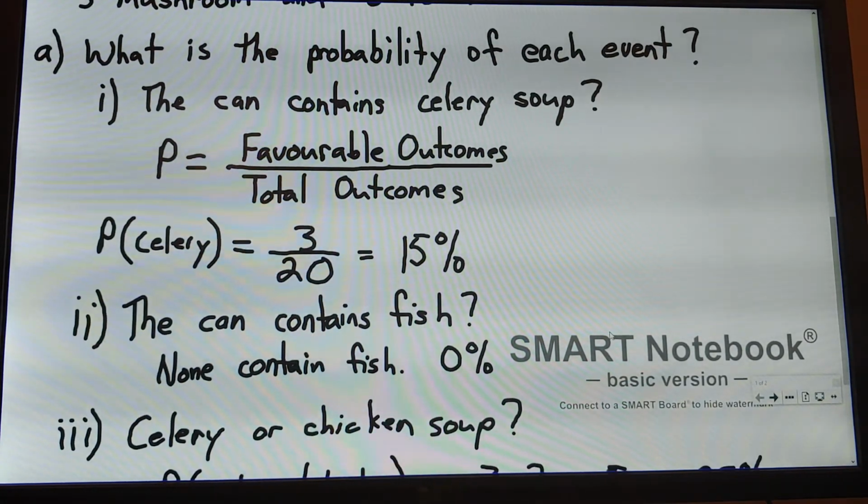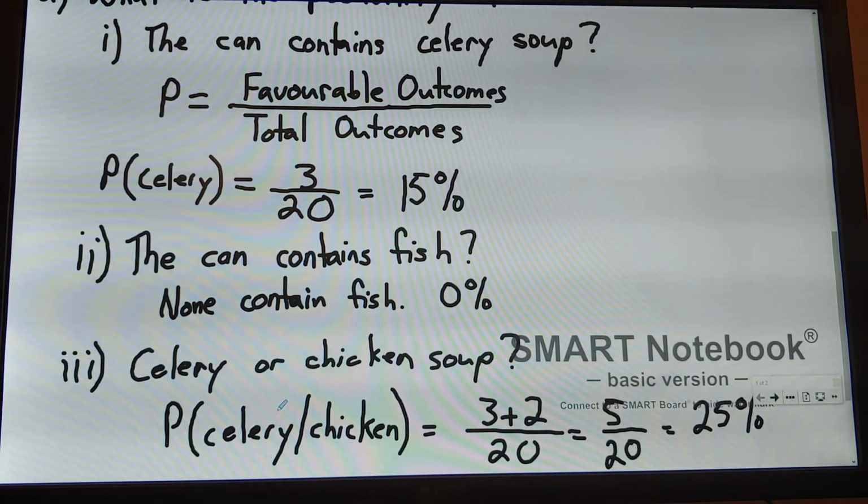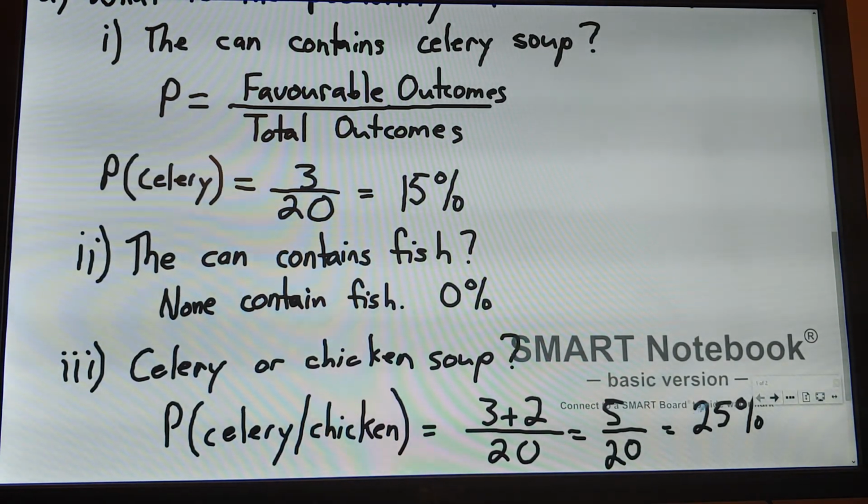Here's how you would write it. Probability of celery or chicken. Favorable outcomes go in the brackets next to the probability, so we know what we're looking for. You don't have to show this part. I just did in the lesson to get the idea across. But we have 3 celery, 2 chicken over 20 possibles. So 5 over 20, this part you would show. And that would come out to 25%.